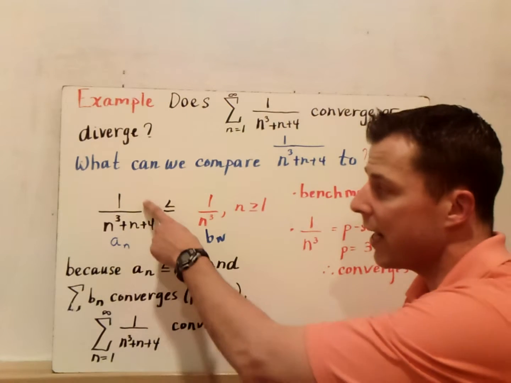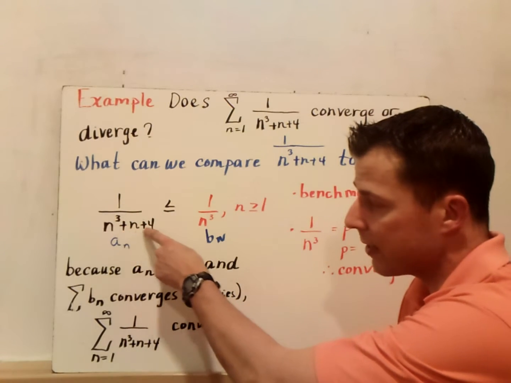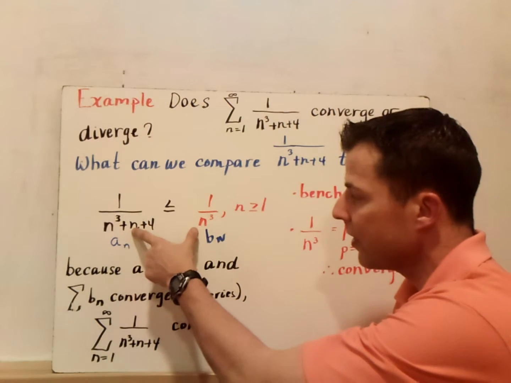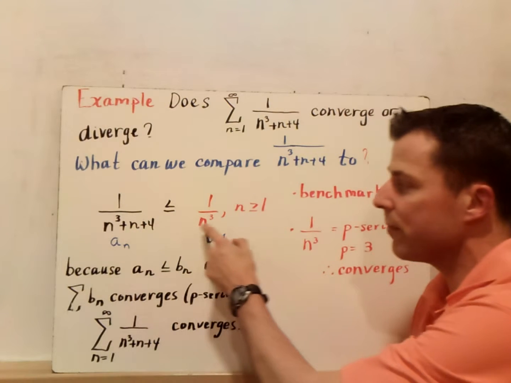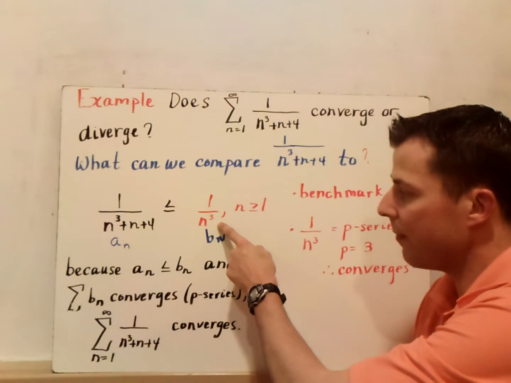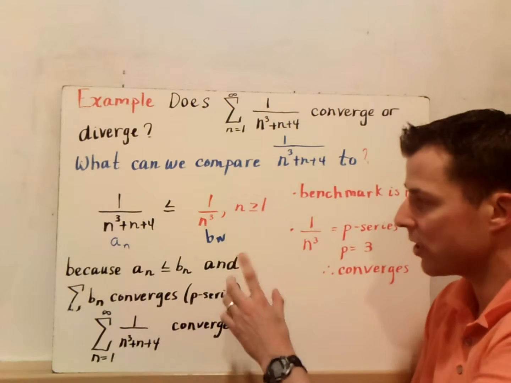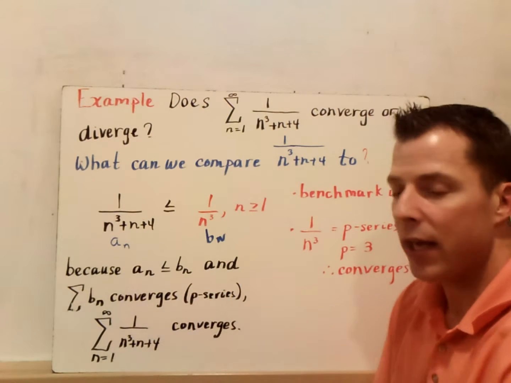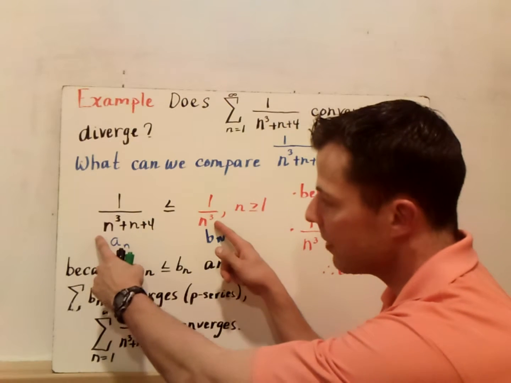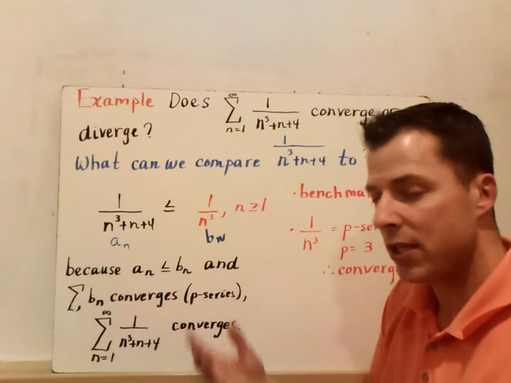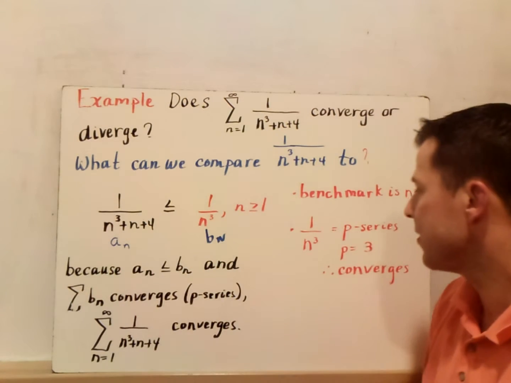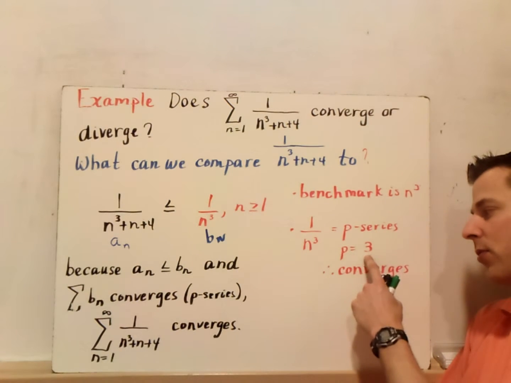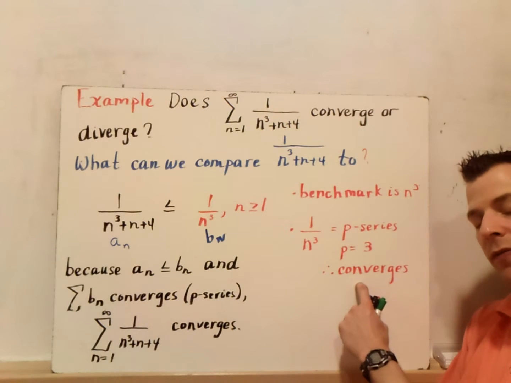So I'm going to compare my a sub n, 1 over n cubed plus n plus 4, to 1 over n cubed. Again, larger denominator, so this a sub n is going to be smaller than 1 over n cubed, my b sub n. So we've established that a sub n is less than or equal to b sub n. Again, if you're unsure, just pick some examples for n, plug them in, and see which fraction is going to be smaller in this case. So 1 over n cubed is a p-series where p equals 3, so this converges.